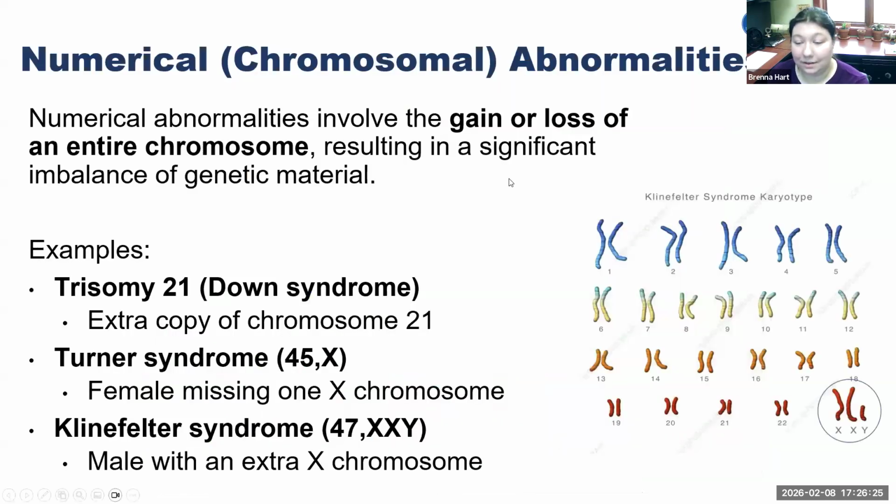So, what happens if something goes wrong? You can have a numerical abnormality or a structural abnormality. Numerical abnormalities, also called chromosomal abnormalities, are where you are gaining or losing an entire chromosome. There are several examples. One of the most common is trisomy 21, known as Down syndrome, because in this case, you're getting an extra copy of chromosome 21. You also have Turner syndrome, where a biological female is missing one X chromosome. And then you have Klinefelter syndrome, where a biological male is born with an extra X chromosome. So again, a gain or loss of an entire chromosome is happening in any of these syndromes.